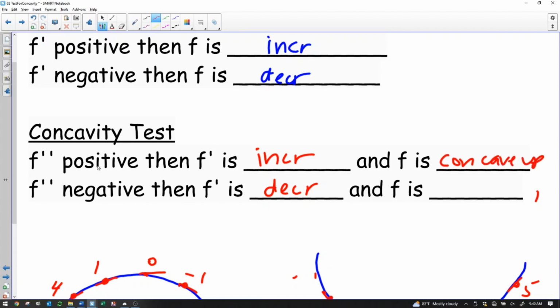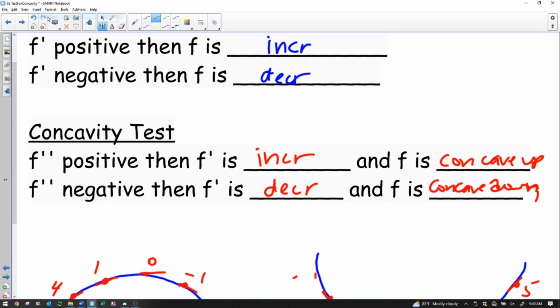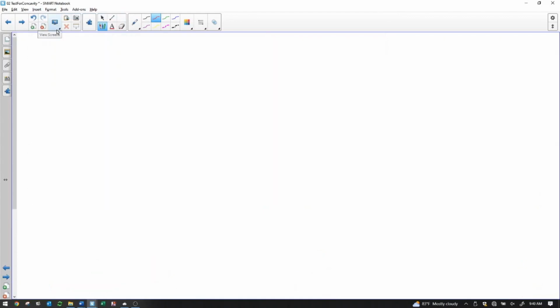if f double prime is positive, f prime is increasing. It also tells me that f is concave down. I don't know if you can read my handwriting, but that's concave down when f double prime is negative and f prime is decreasing. And just like the first derivatives test, these are all synonyms. So I'm going to write this on a blank page. When you get your test, I would like you to write this down for the next 2 tests, because we're going to be using this.